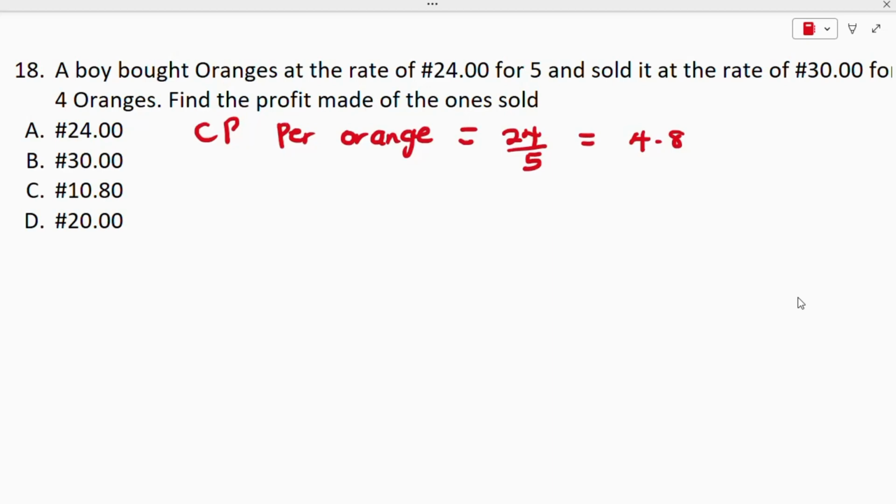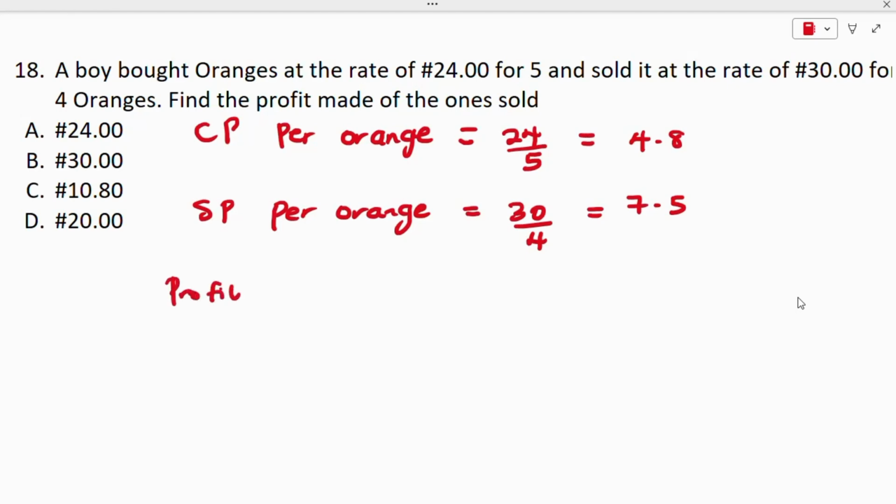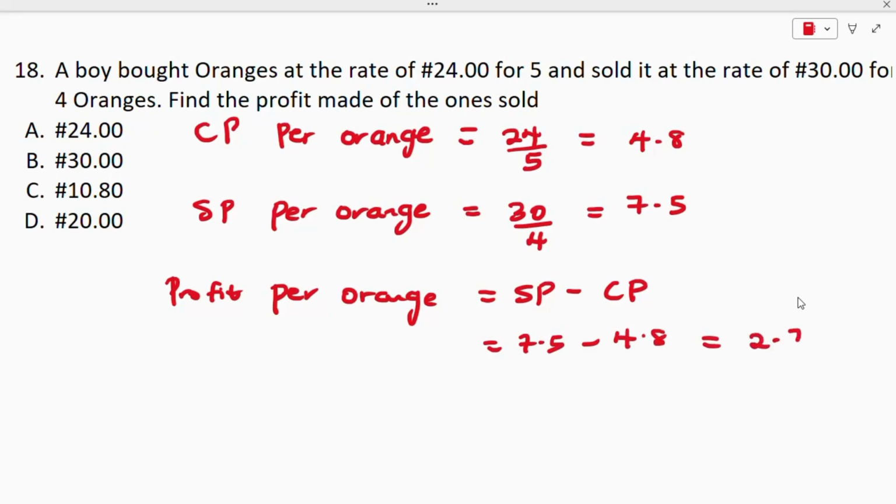So next we want to calculate the selling price for one orange, that is selling price per orange. Now he sold them at the rate of 30 naira for 4 oranges. So we have 30 divided by 4, and this is equal to 7.5 naira. Okay, so this implies that the boy sold one orange for 7.5 naira. So let's calculate the profit he had for one orange. So profit per orange is equal to selling price minus cost price, which is equal to 7.5 minus 4.8, and this is equal to 2.7.